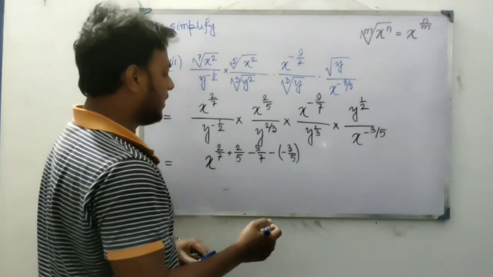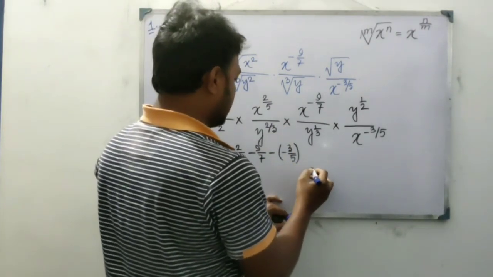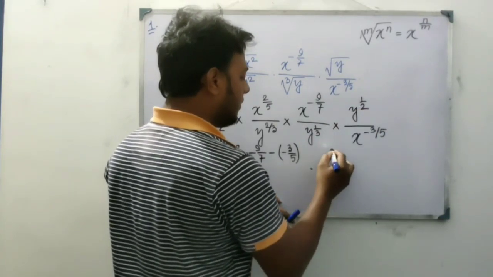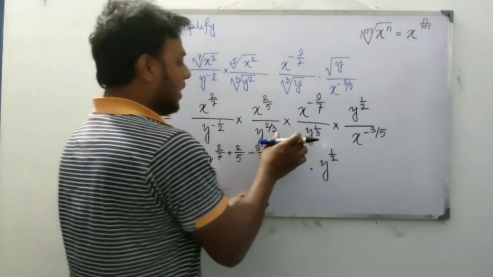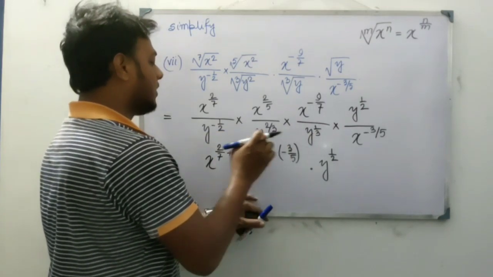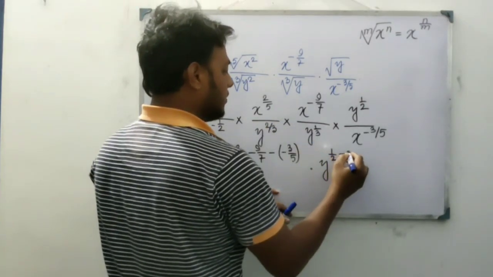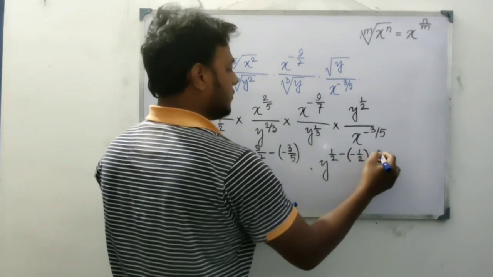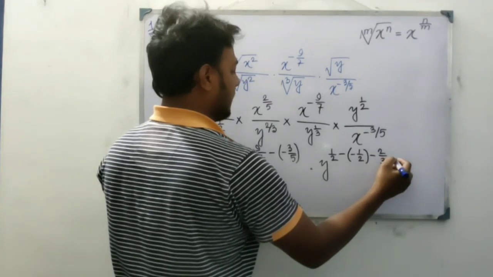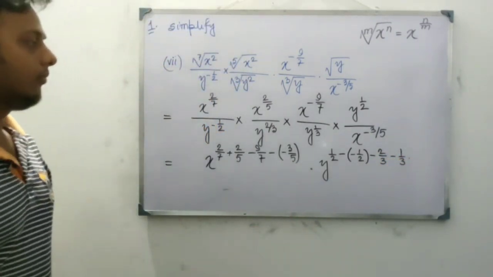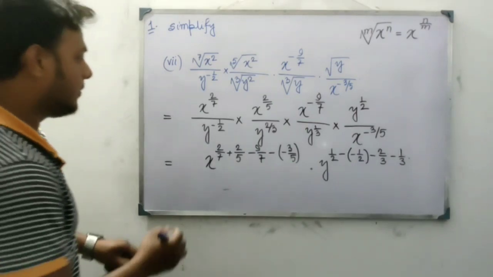Next, if we write the exponent of y, then if we start from here, y to the power half, and next all the terms are in division form, so I have to subtract all the powers. So minus of minus half, minus 2 by 3, minus 1 by 3. Okay, now simplify it.